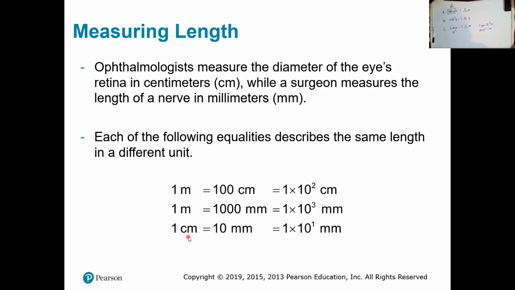Another common equality that you'll see in terms of distance or length is that for every 1 centimeter, there will be 10 millimeters in that 1 centimeter. That's how our standard metric rulers are broken up.